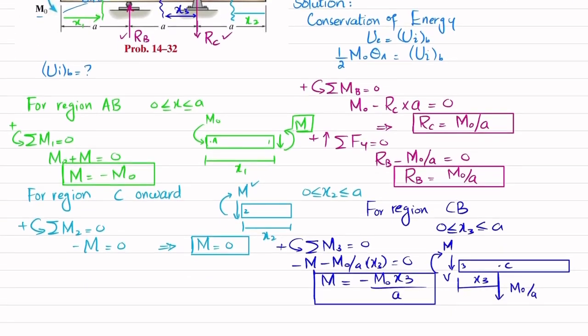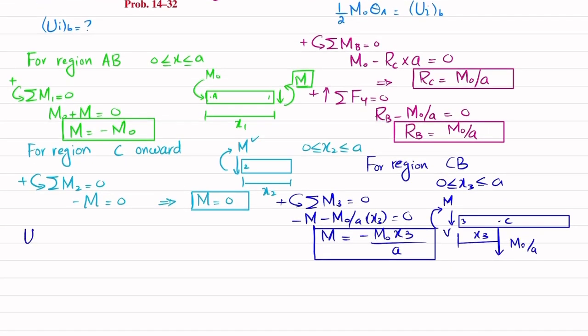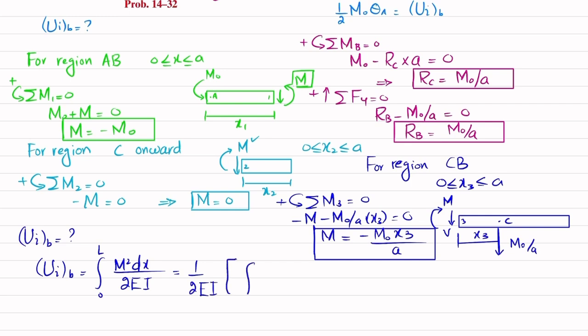Now we have all three moments for the regions. So what we will do is get the strain energy due to bending. We know that this is equal to, for the whole beam from 0 to L, the general equation, integral of M squared dx over 2EI. For the three regions, I will divide it, as EI is constant, so I will take EI outside, and we will have the integral from 0 to A of minus M naught squared into dx1.